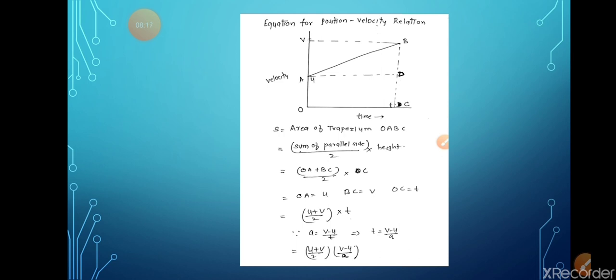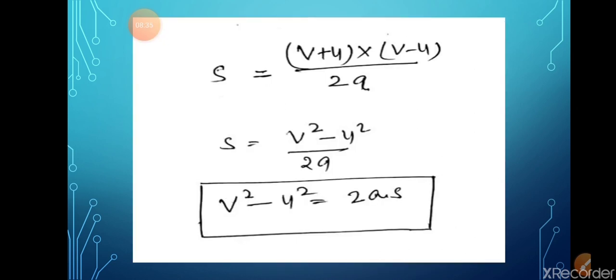From the definition of acceleration, we know A equal to V minus U upon T. Therefore, T equal to V minus U upon A. So when you put the value of T here, U plus V by 2 into V minus U upon A, then you can rearrange it. V plus U cross V minus U upon 2A, V square minus U square upon 2A. So V square minus U square equal to 2AS. This is our third relation.